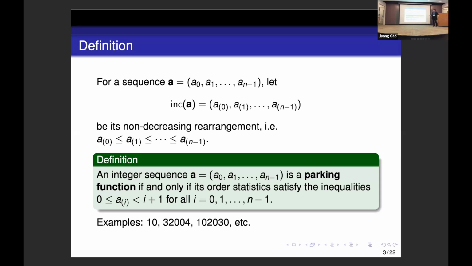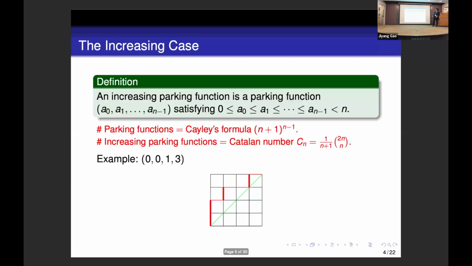Anyway, given the sequence, you just take the non-decreasing arrangement from small to large. The sequence is a parking function if and only if the i-th order statistic is non-negative and strictly less than i. So here are some examples. A special case is an increasing parking function. As the name suggests, that's a sequence which is a parking function and which is weakly increasing.